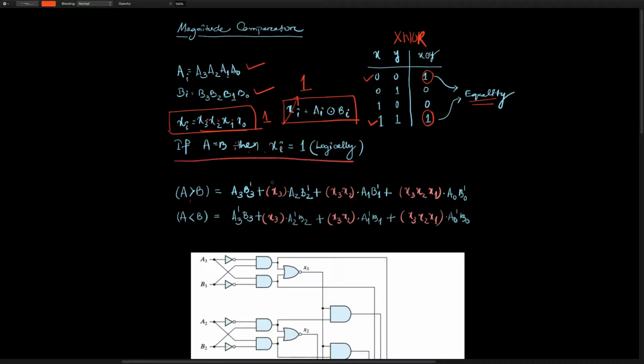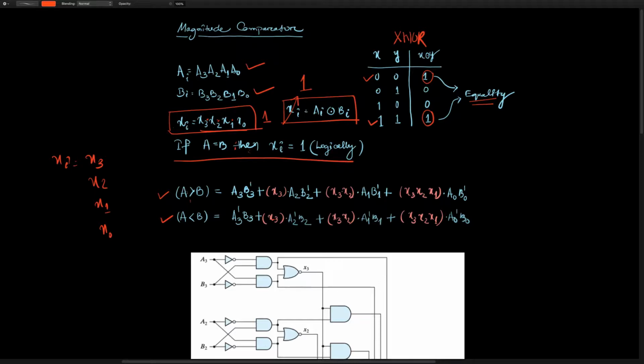After that, we go for the greater than or smaller than comparison. Now we take the help of these X of i: X3, X2, X1, and X0. We take the help of these four expressions, that is the XNOR operations. For this particular case it is 4, but that can increase if we have a larger number of bits for comparison. So it has a general structure.